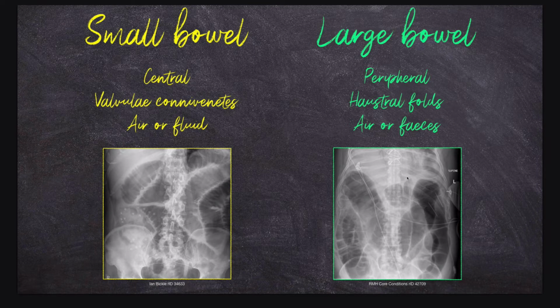So those are the key differentiating factors. Okay, so the small bowel is central. Look for those lines that run all the way across, the valvulae conniventes, and it contains air or fluid, air being much easier to detect on an abdominal radiograph. The large bowel lies peripherally, contains haustral folds which run only part of the way across, and may contain air or feces. Air is air, feces is when you get this kind of bubbly, mottled appearance to the content of the bowel.